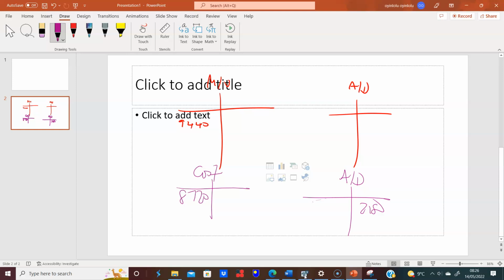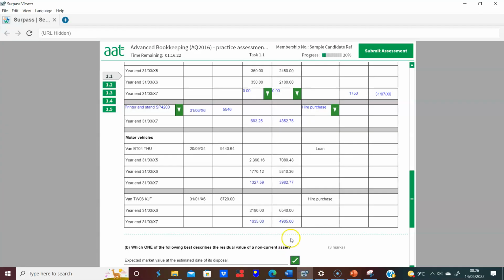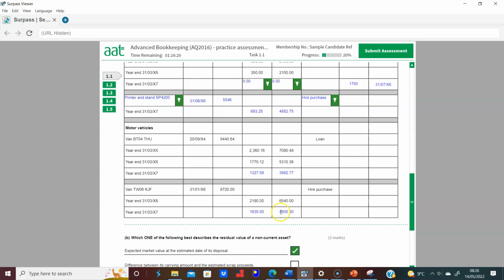1635. Yes, 1635. So your double entry really is depreciation expense, which you do not see on the non-current asset register. This is what you see, the 1635. That's sort of what you're seeing. So it's important to always see what's the other side. This is in the income statement, isn't it? And so you have your new carrying amount, of course, is this minus all of this, and that's what you're seeing right here, 4905. Okay, great stuff.